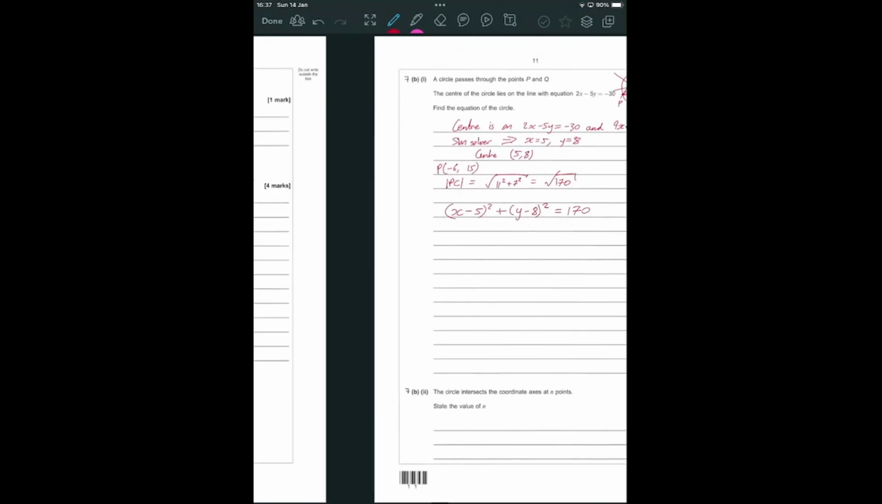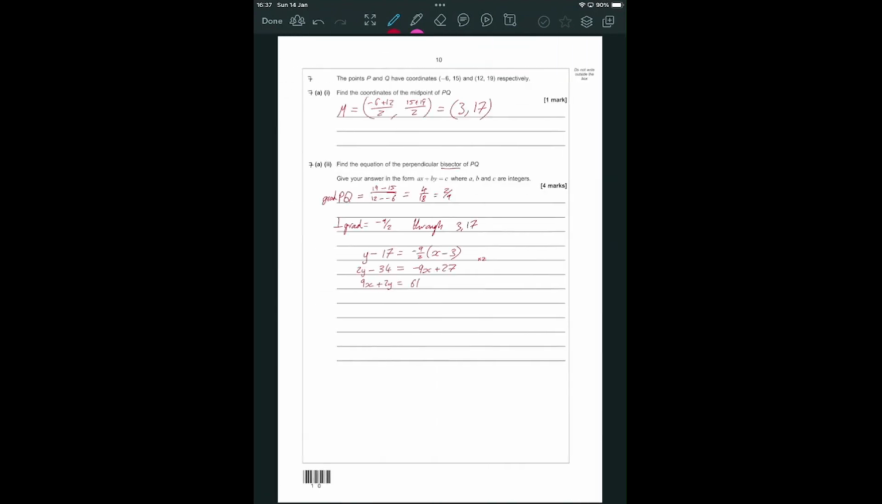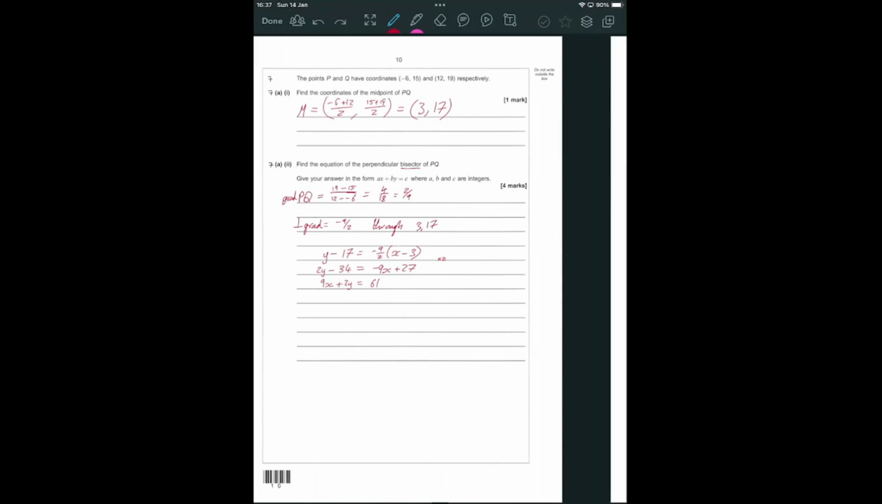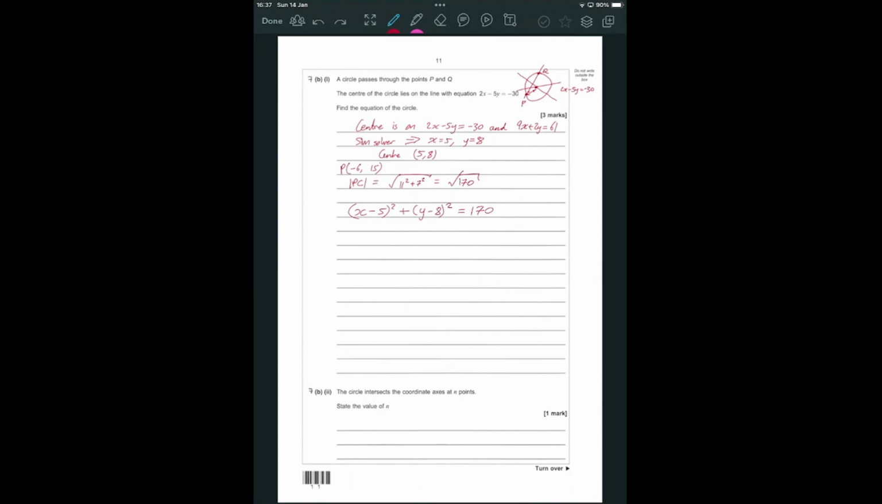One thing I would like to do before I move on to the next part of this question, as another one of those little mental checks, is to check if Q works. 12, 19. So this I can do as a mental check. I'm going to type into my calculator: 12 minus 5 is 7 squared, 19 minus 8 is 11 squared. Oh, that's exactly the same number as the other way round. Does give me the 170. So both P and Q do indeed lie on this circle. And the centre we got from the calculator, we couldn't have really made a mistake there without typoing.